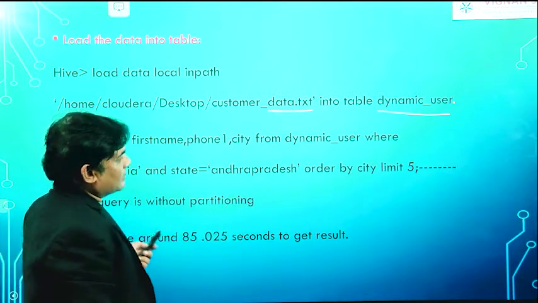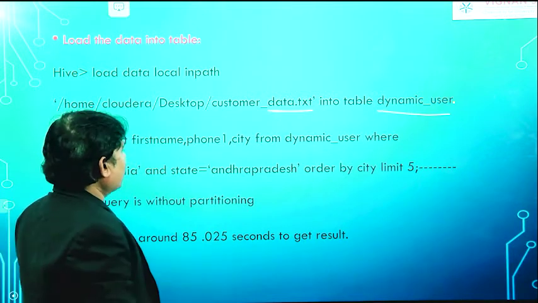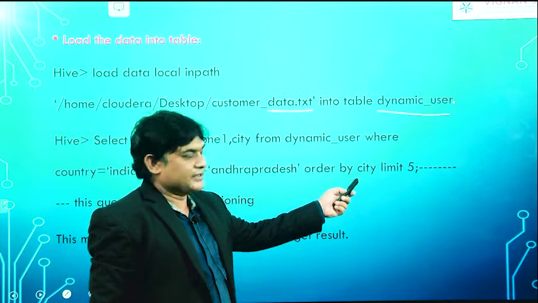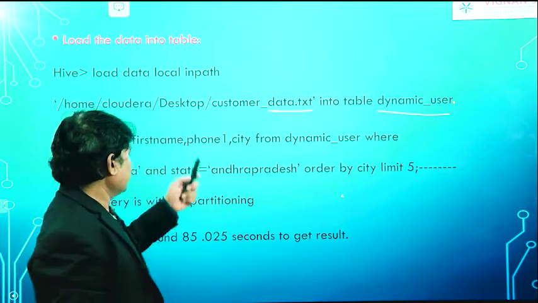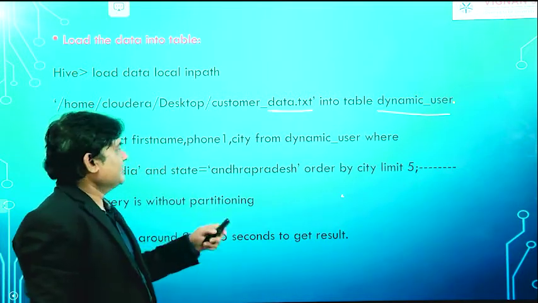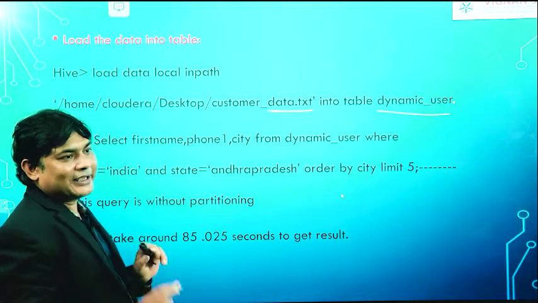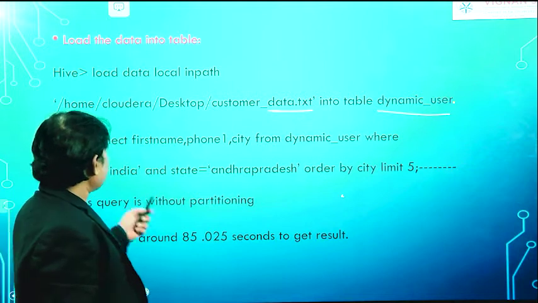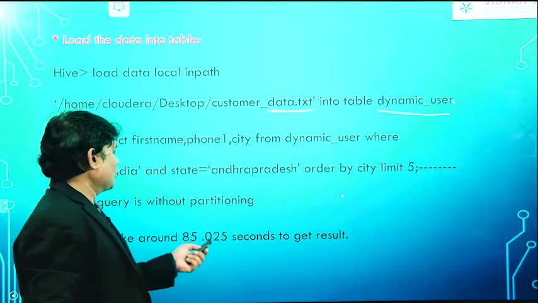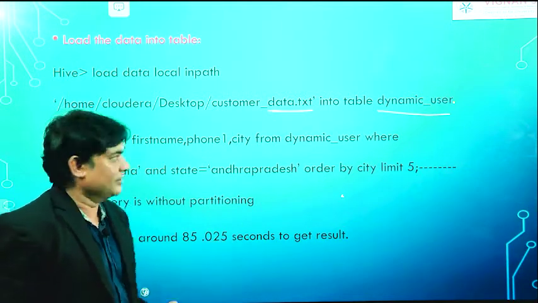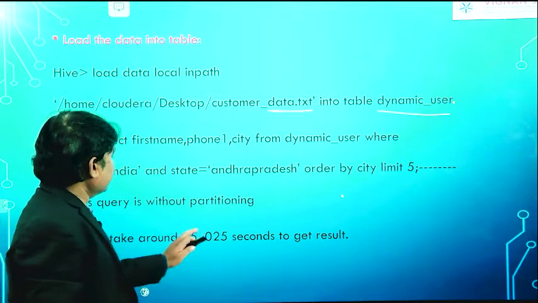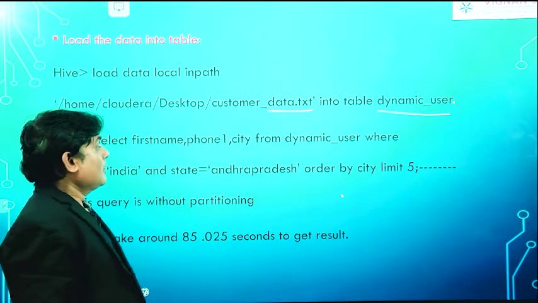So how many records am I going to get? Only 5 records. And how am I going to get the information? Based on the city. This query has no partitions, so it is not going to make any kind of partitions. So how much time may this query take? It may take around 85.025 seconds, just what I calculated, because here you are not making any kind of partitioning.